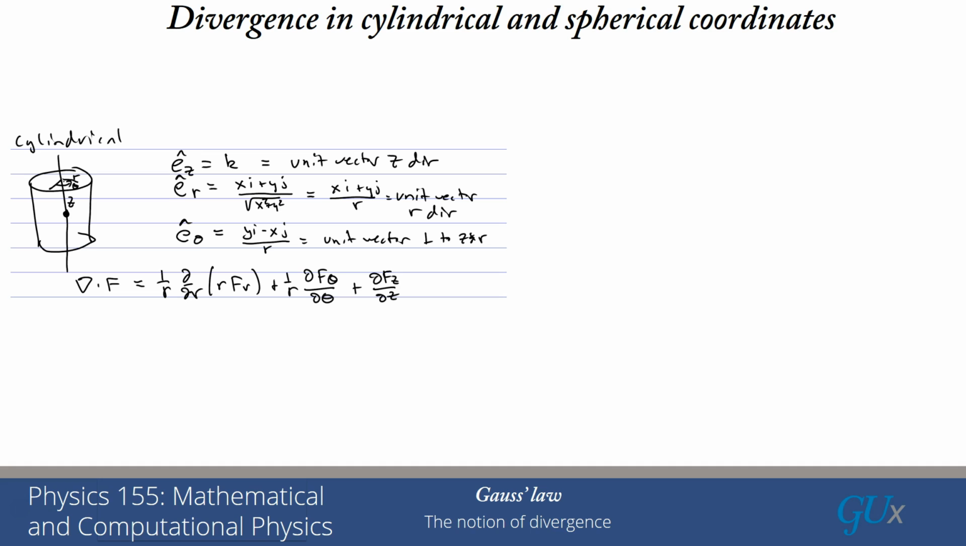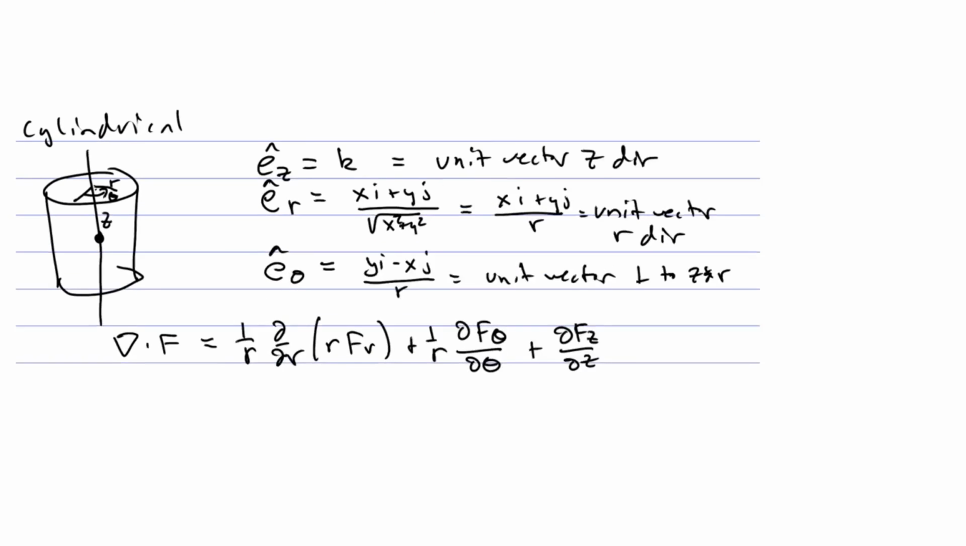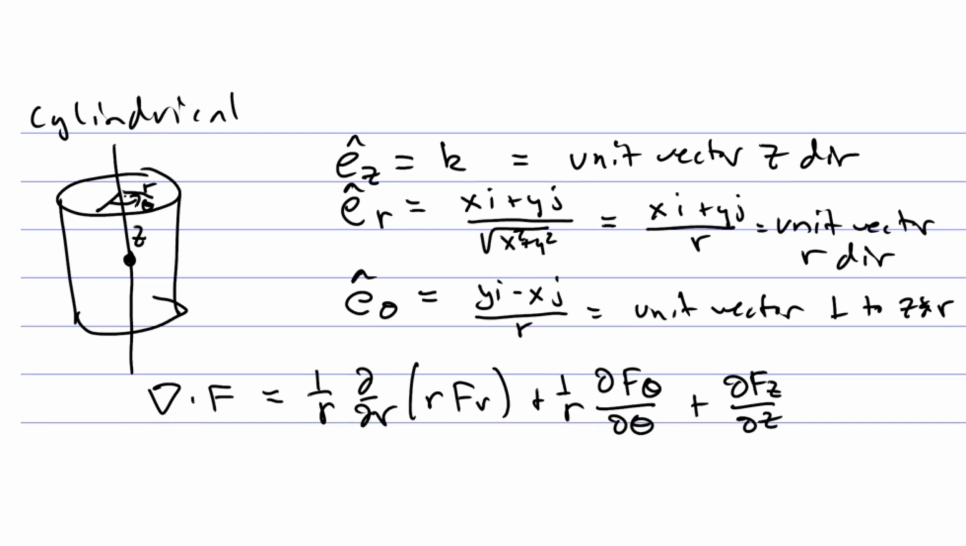You have to actually work out very carefully what it is. So the first thing we need to do is figure out what unit vector system we're going to be using in cylindrical coordinates. Of course, we're going to take one of the unit vectors to be in the z direction, which will just be k hat, the normal unit vector in the z direction.